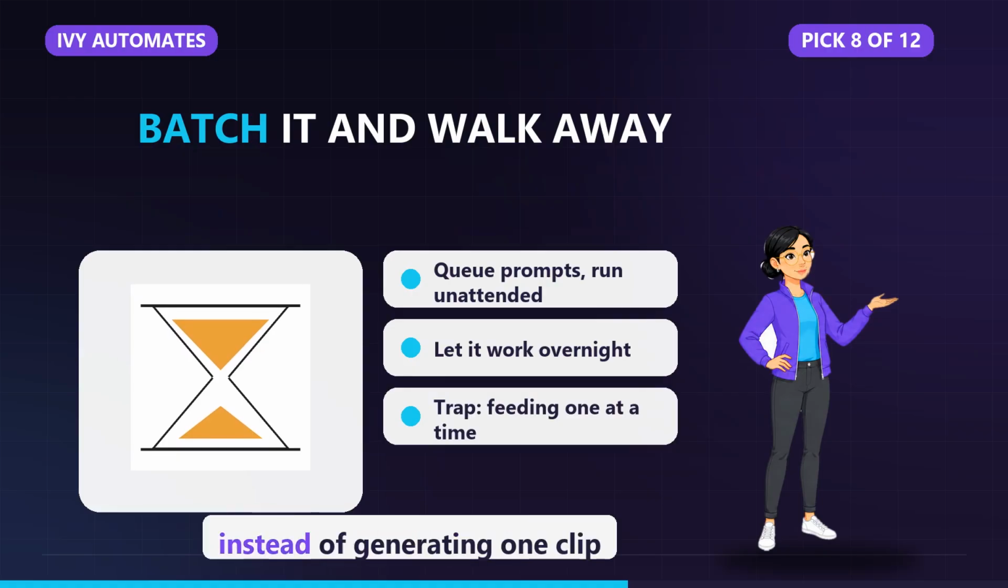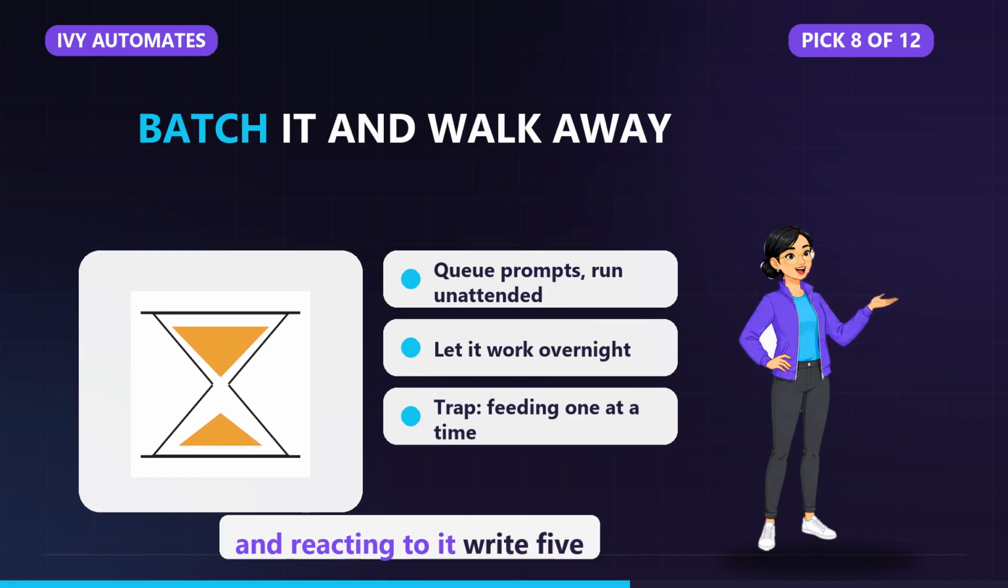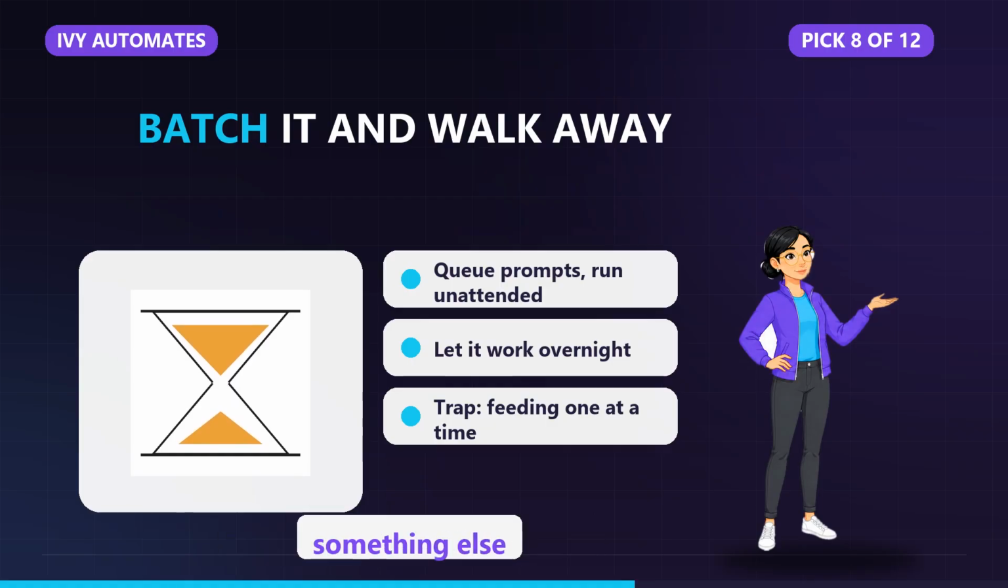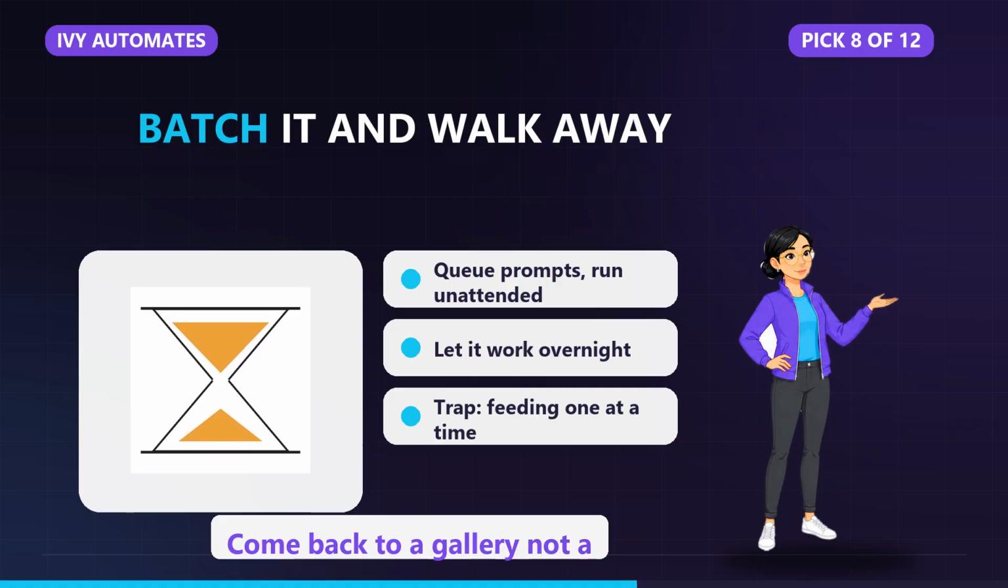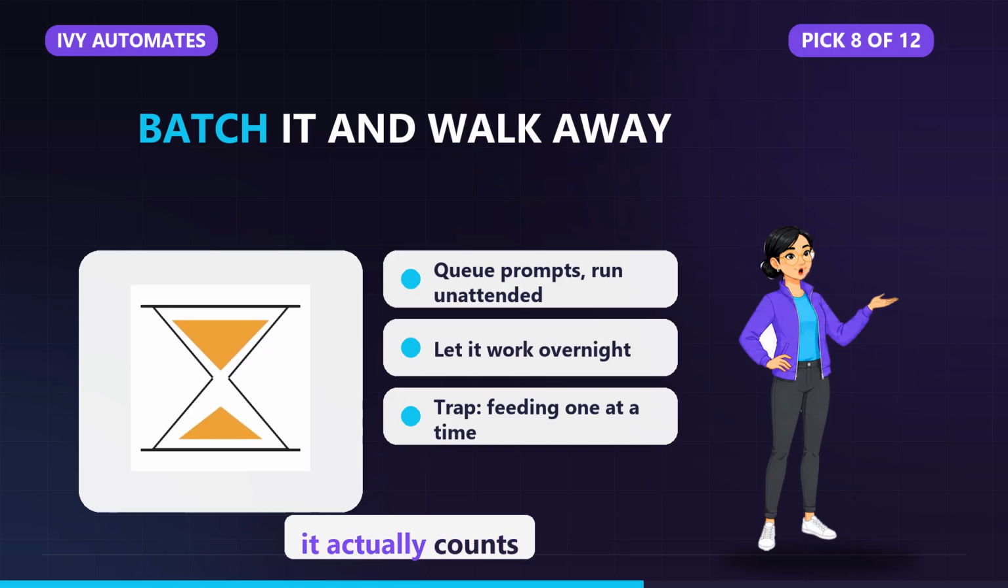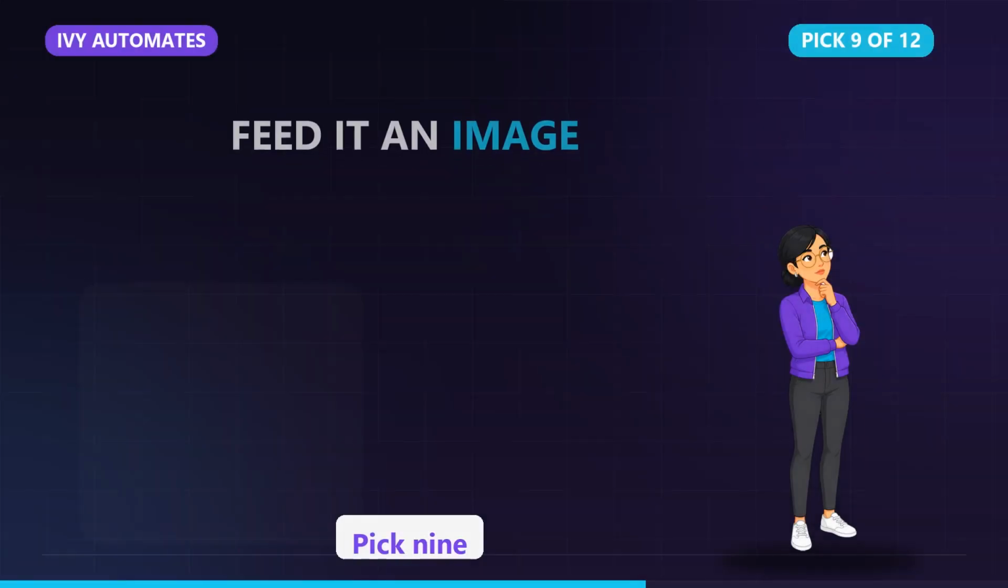Try this week. Instead of generating one clip and reacting to it, write 5 prompts in a batch and run them in a row while you do something else. Come back to a gallery, not a single guess. The goal isn't to watch AI make video, it's to set the work in motion and spend your attention where it actually counts.